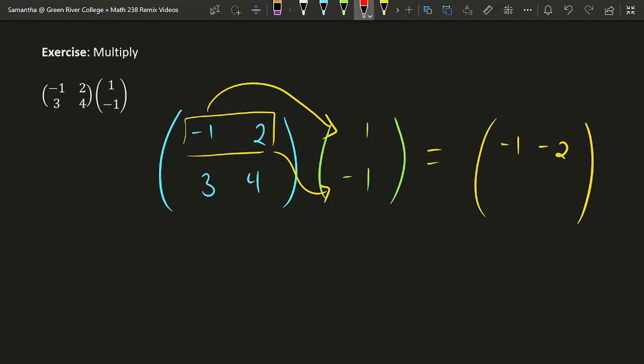Similarly, for the second entry, I'll take the second row of the matrix, multiply entry number 1 by entry number 1, entry 2 by entry 2. Once I've done those two products, I add them together, giving me 3 times 1 plus 4 times minus 1. So after simplification, the answer to this question is the vector negative 3, comma, minus 1.